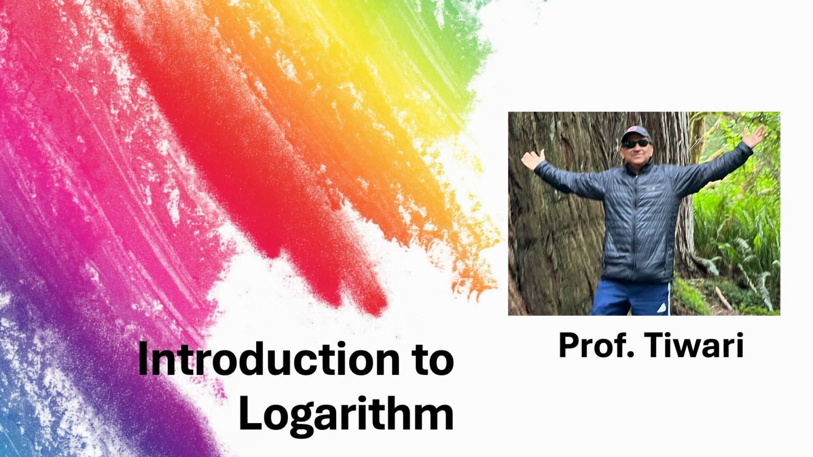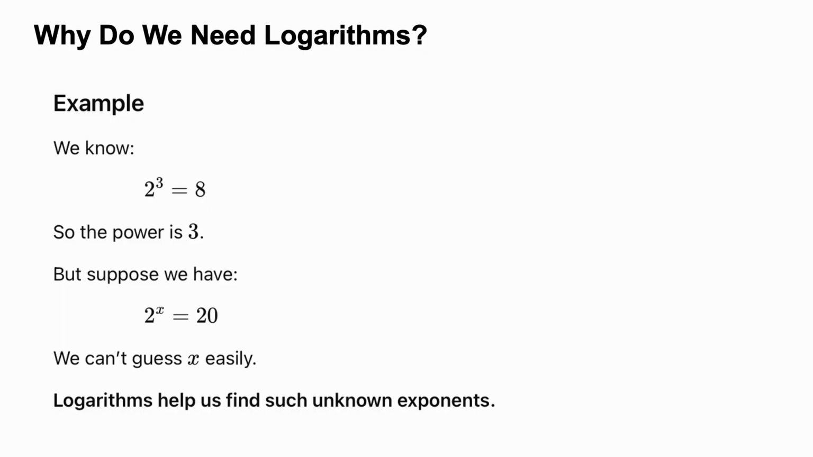Let's begin! We know 2 to the power 3 is easy math. It's 8, just follow the path. The power's 3, no need to stress, but sometimes the numbers make a mess. Like 2 to the x equals 20. What's the power? Can't guess it easily.